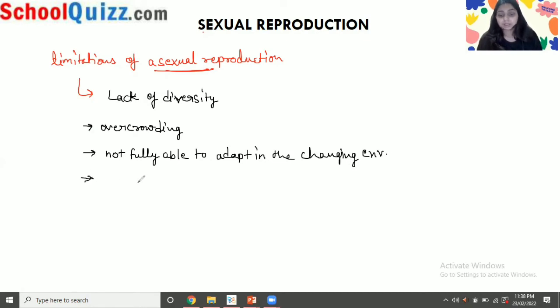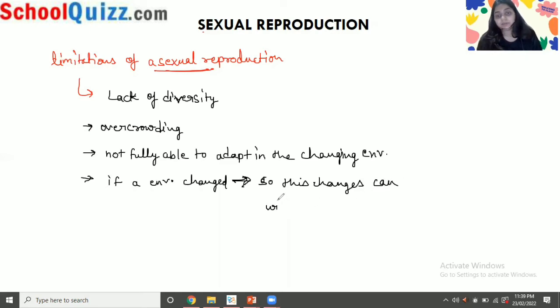Next, let's say if our environment changed, this change can wipe out the whole species if they are not able to change themselves, or if they do not have the variations according to the environment. So these are the limitations of asexual reproduction.